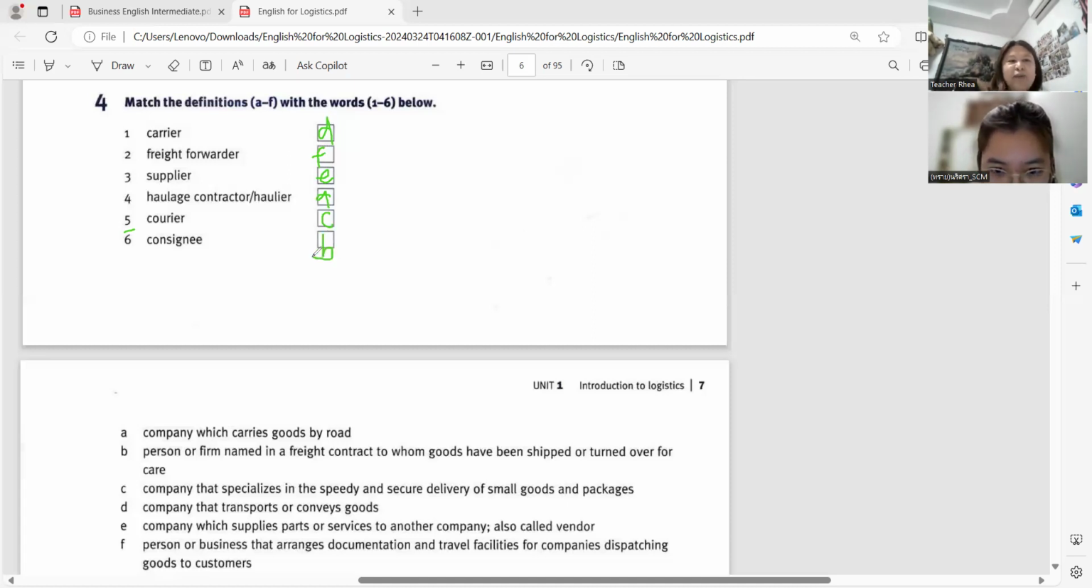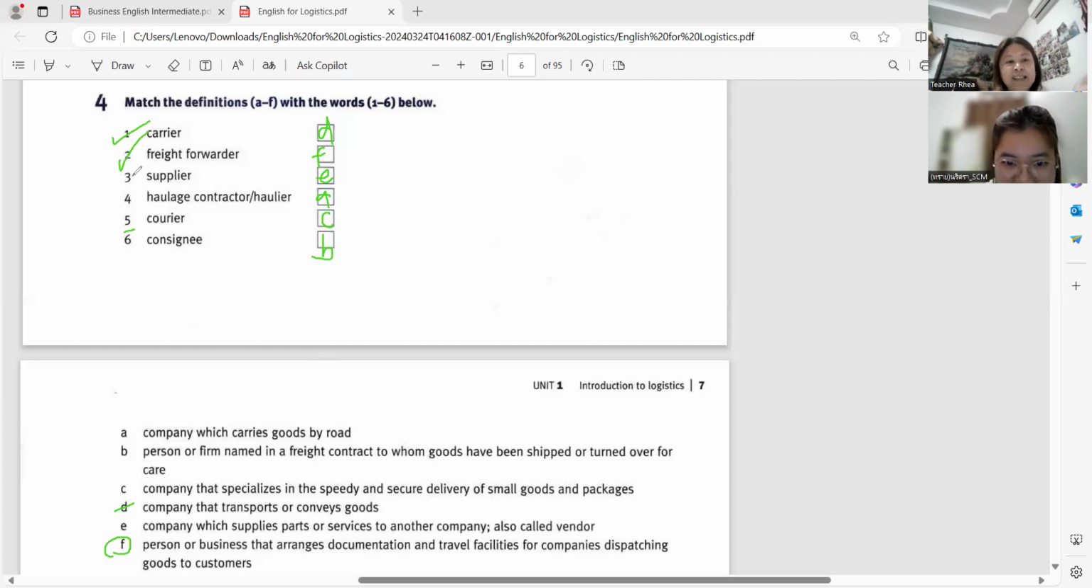And number 6 is letter B. Yes. So carrier. Your answer is letter D. Company that transports or conveys goods. Yes, they carry the goods and transport it everywhere, right? Okay, good. Number 2, freight forwarder. Your answer is F. Yes. This was already the topic that we had this morning, right? A freight forwarder. So it's the third party, right? The third party. Yes, it's letter F.